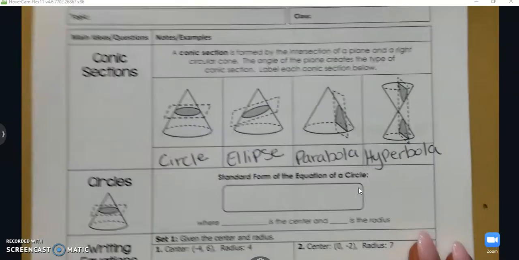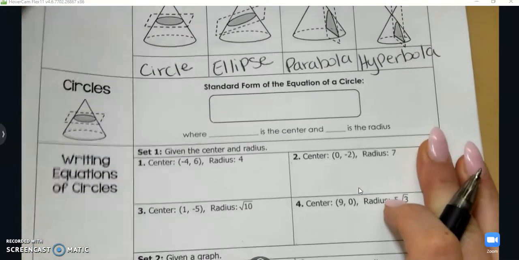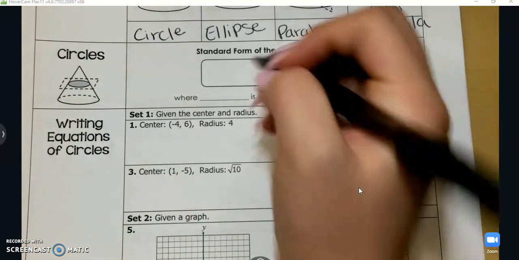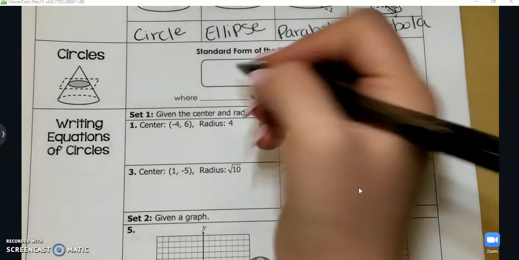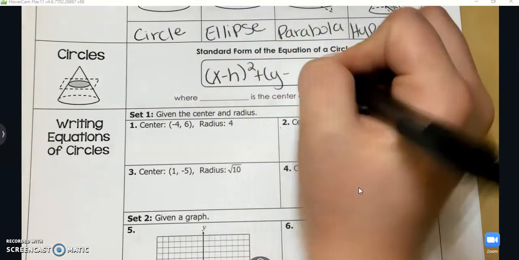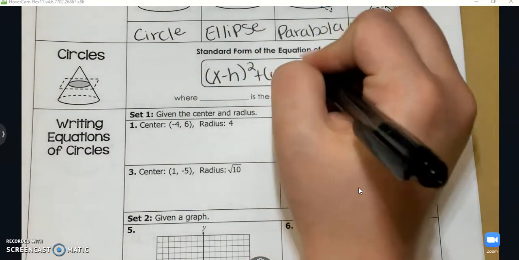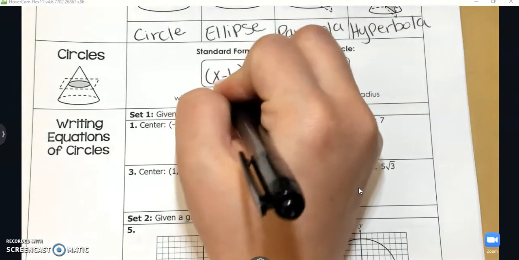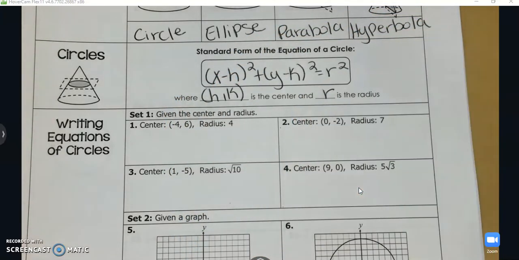Okay? So, circles. Remember, a circle is all the points that are equidistant from some center. That center is (h, k), and that distance is our radius. So, the equation for a circle is (x minus h) squared plus (y minus k) squared equals the radius squared, where, like I just said, (h, k) is our center, and r is the radius.